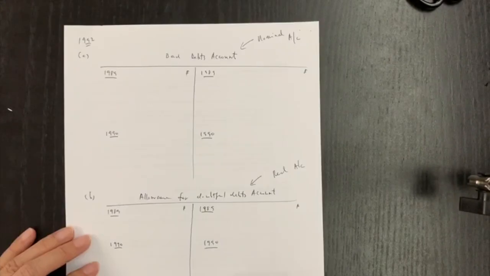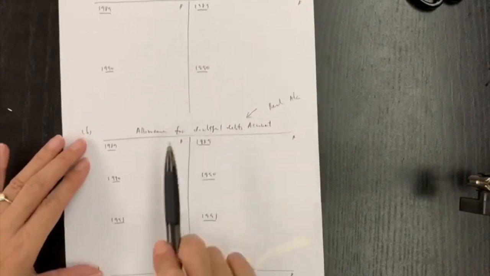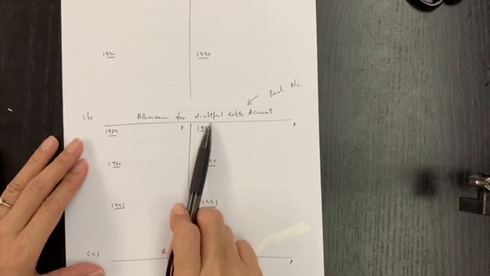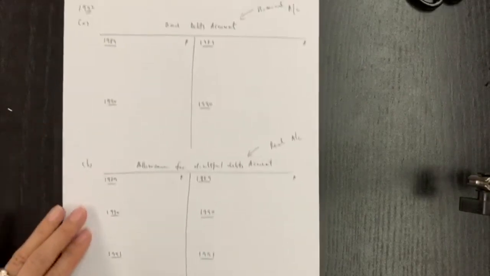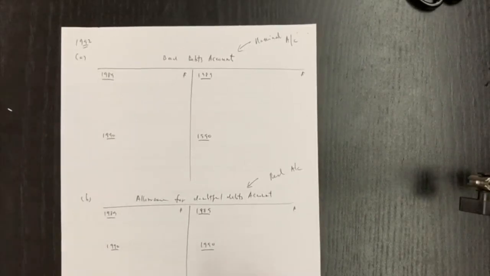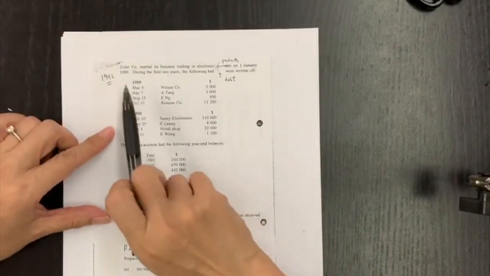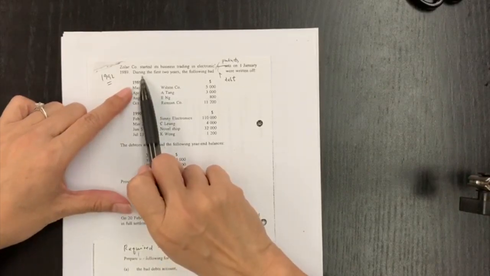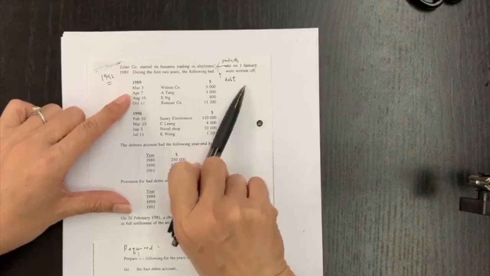Okay, so therefore part A, I have my bad debts account, and then I have allowance for doubtful debts account. I changed the name to the updated name in DSE, and then here I have ransom company. Okay, so let's take a look at the question. So here is the question, which is solar company. All right, and then this is during the first 2 years, the following bad debts were written off.